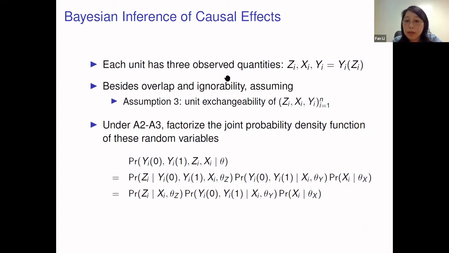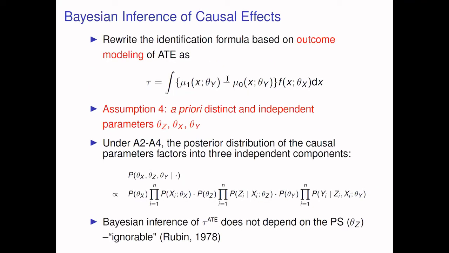If I understand you right, theta x, theta z, and theta y are disjoint as well. They don't share anything. Yeah, that's an assumption. That's actually a very strong assumption. But it's an assumption required in this kind of framework, and later we'll talk about the consequences of this assumption.